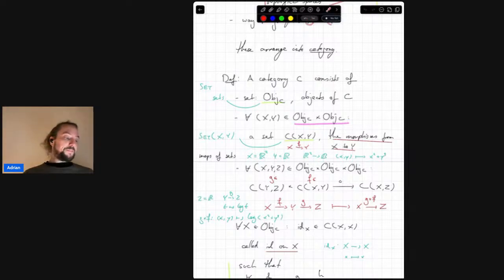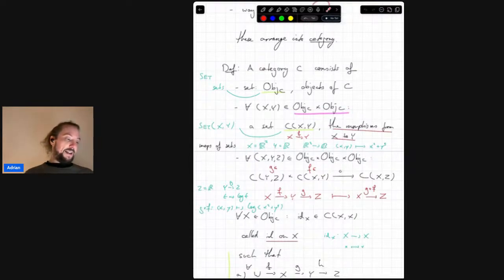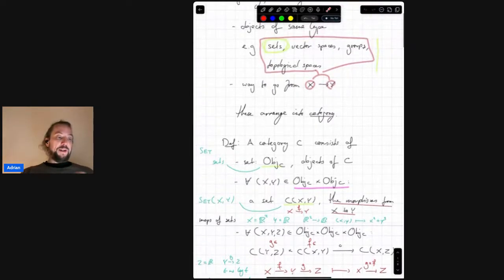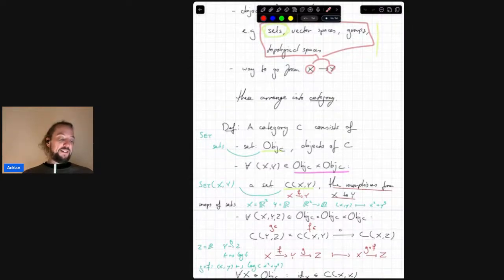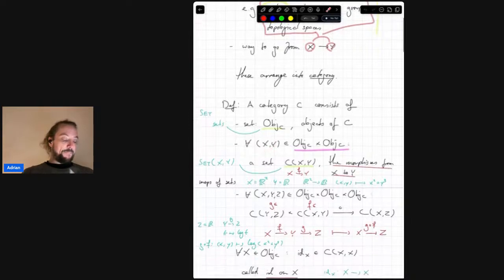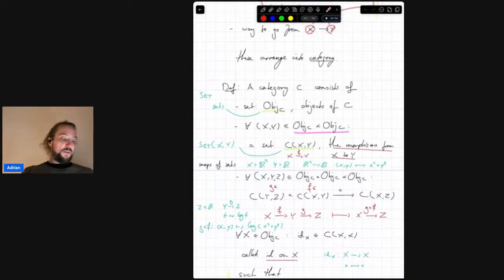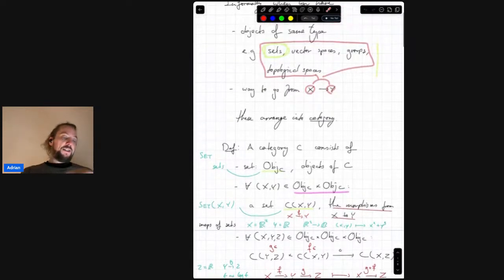Right, so a category has 4 pieces of structure. The first piece is you have some collection of objects. For example, these would be the collection of sets, or the collection of vector spaces, the collection of groups, the collection of topological spaces. And then for any 2 objects, you have a set of morphisms from the first object to the second object. In the example of sets, these are just maps of sets. In the example of vector spaces, these are linear maps. In the example of groups, these are group morphisms. And in the example of topological spaces, these are continuous maps.